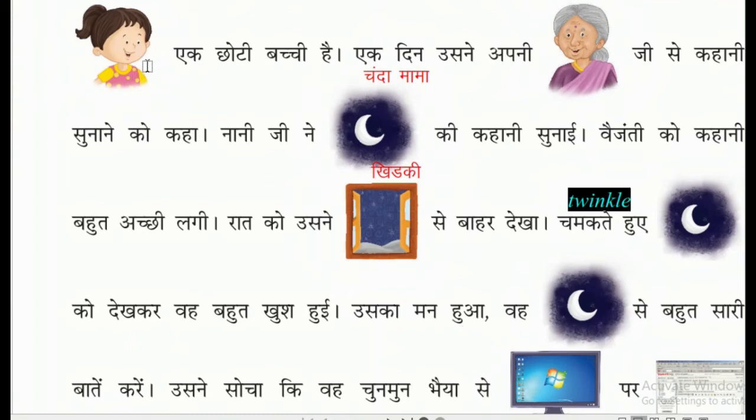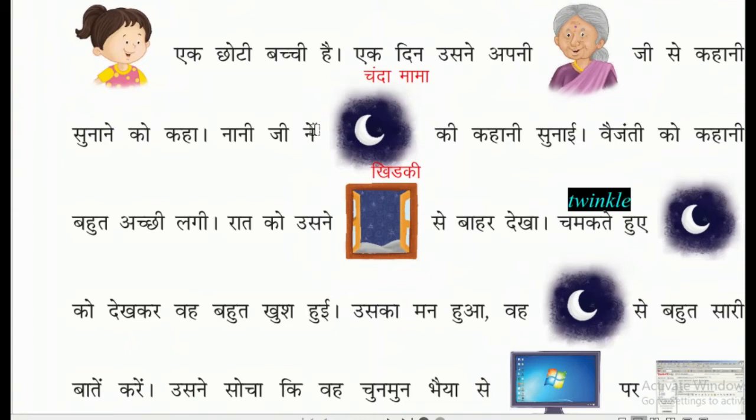Now I am reading from the beginning. Vaijanti ek choti bachi hai. Vaijanti is a small kid. Ek din usne apni nani ji se kahani sunane ko kaha. Nani ji ne chanda mama ki kahani sunai. Grandma told the story. Vaijanti ko kahani bahut achhi lagi. Vaijanti felt good about the story.